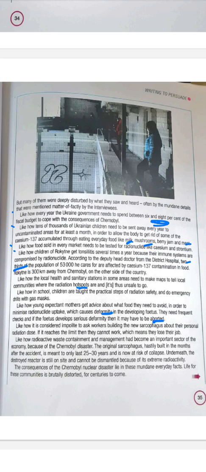Like how it is considered impolite to ask workers building the new sarcophagus about their personal radiation dose. If it reaches the limit, then they cannot work, which means they lose their job. What they did for Chernobyl is that they tried to cover the factory with, imagine it, like a big coffin. It's called a sarcophagus.